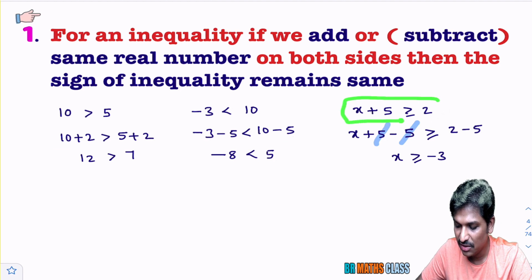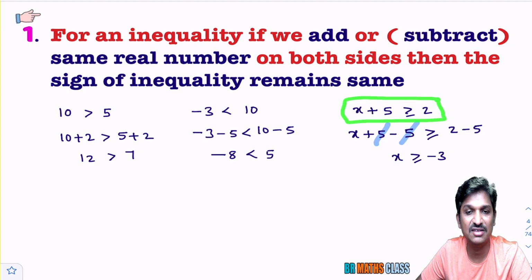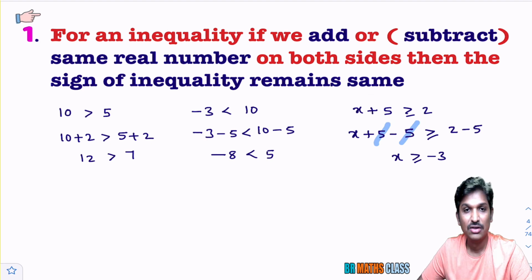You observe this one, this inequality is true or not, we do not know. But to find the x values which satisfy this inequality, we can use this rule. So what is rule number 1? For an inequality, if we add or subtract the same real number on both sides, the sign of inequality remains the same. I hope you understand this. This is very, very important.